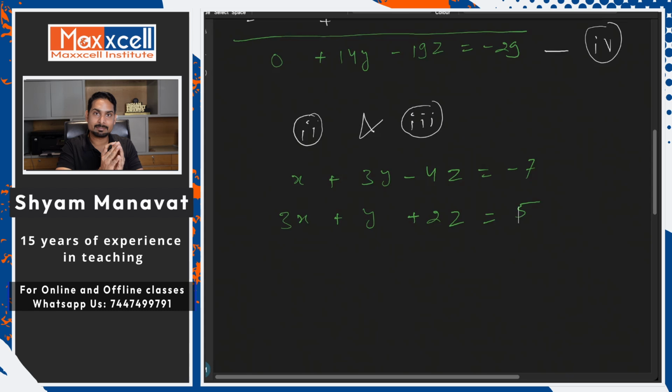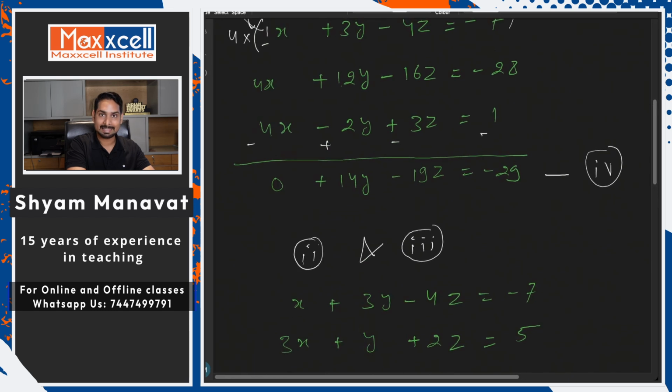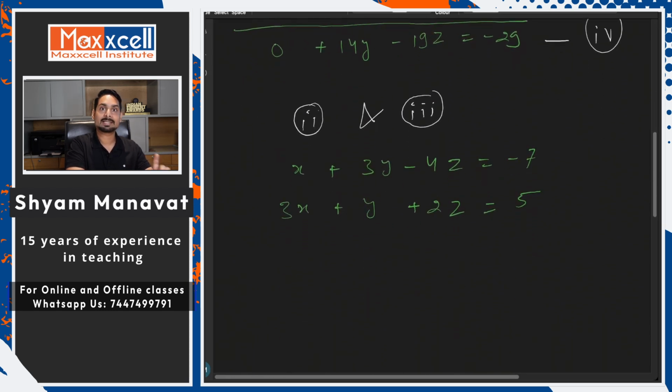You have to eliminate the same variable which you have eliminated in the previous step. So in the previous step we have eliminated x. Here also we will eliminate x. You will understand the reason by yourself. Just stay tuned. Do not skip any part of this video.